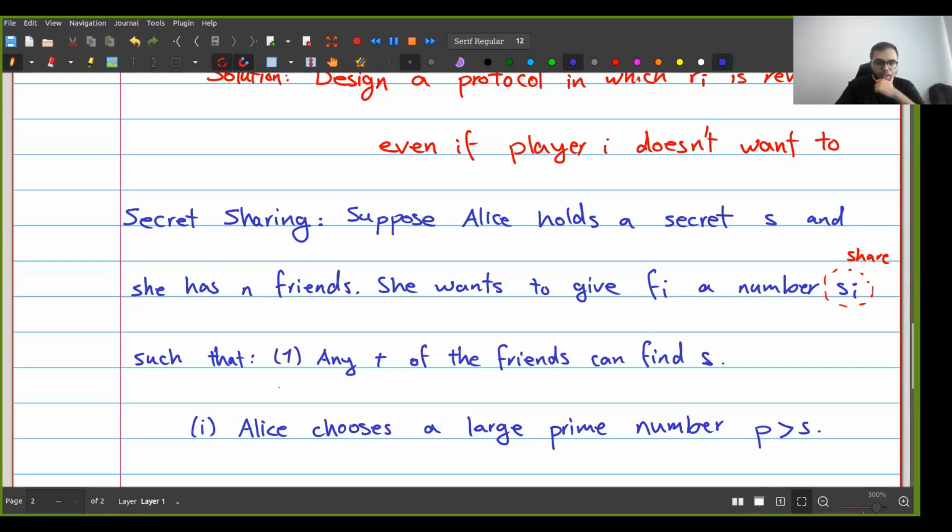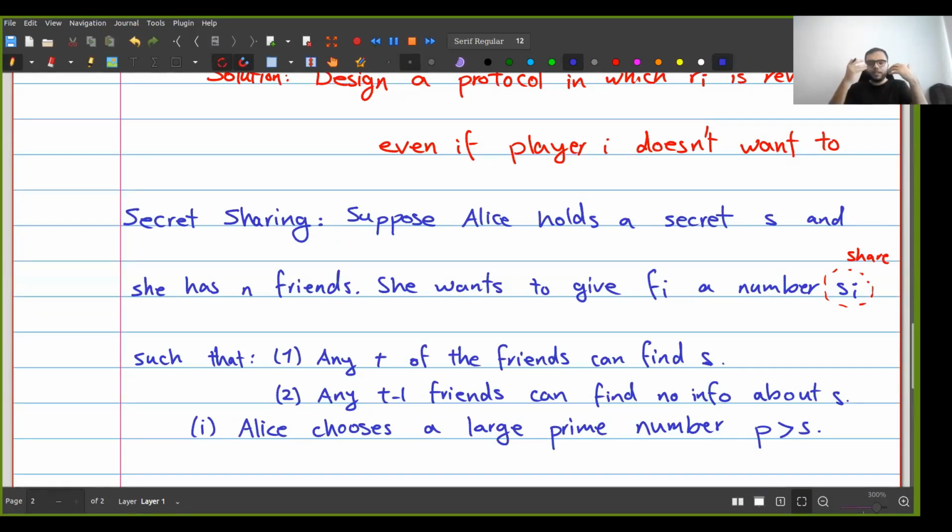And the second property I want to have is that if fewer than T of my friends come together, they shouldn't be able to find any information about my secrets. So any T minus 1 friends can find no information about S. Okay. Yeah, so basically the idea is that, well, if you set T to be, for example, half of your friends, you can say that if a majority of the people wants to open the secret and figure out what my original secret S was, they should be able to do it. But if less than a majority of the people want to open it, they shouldn't be.